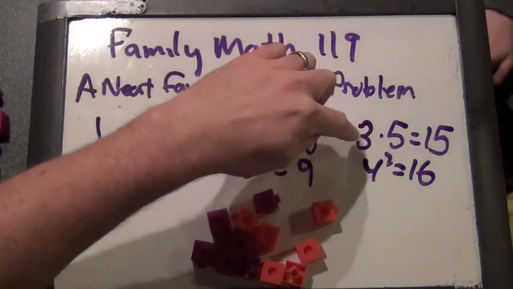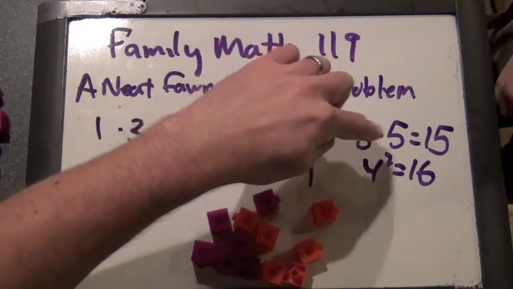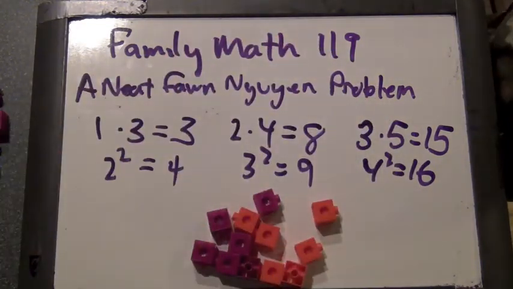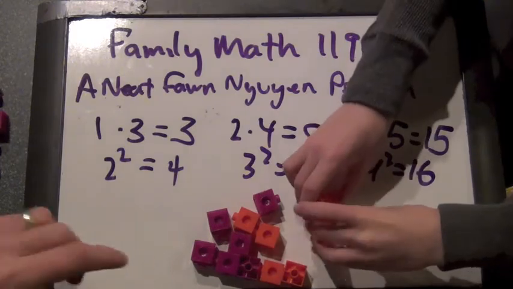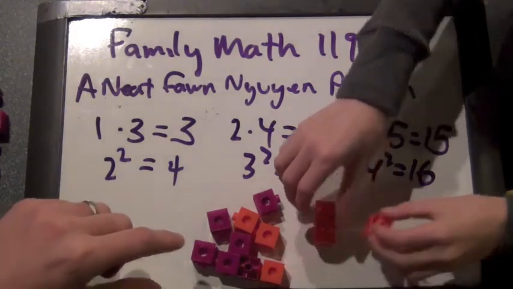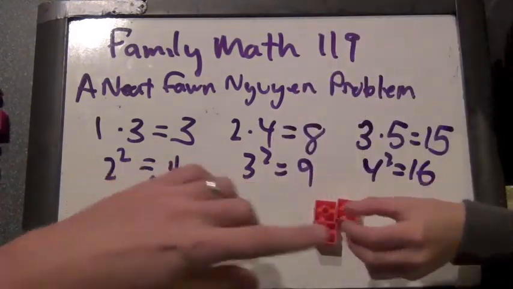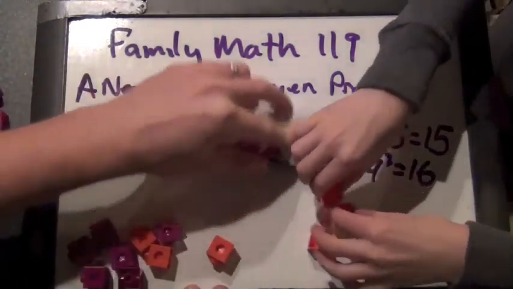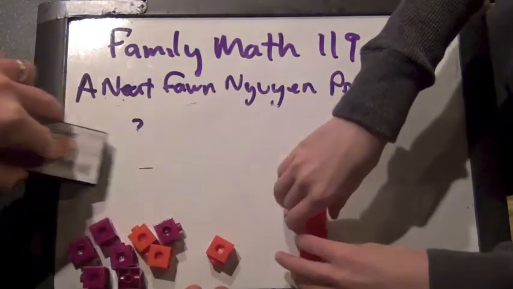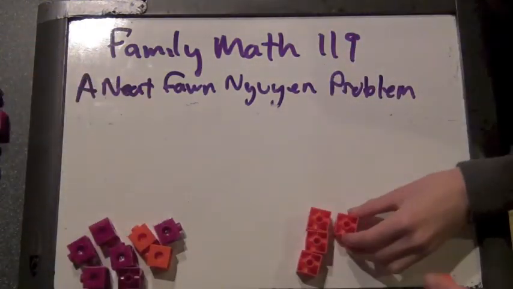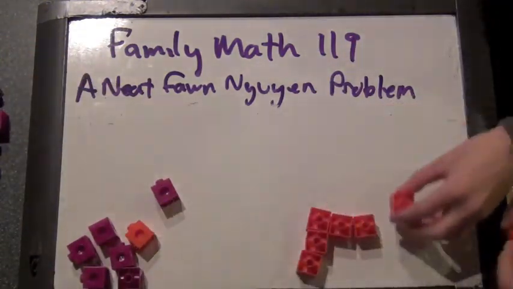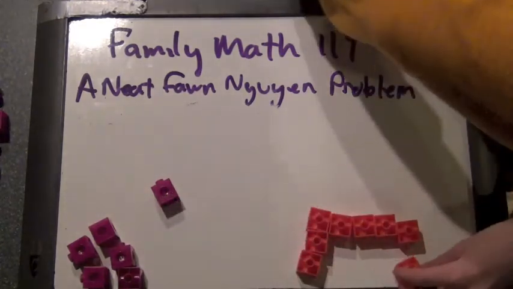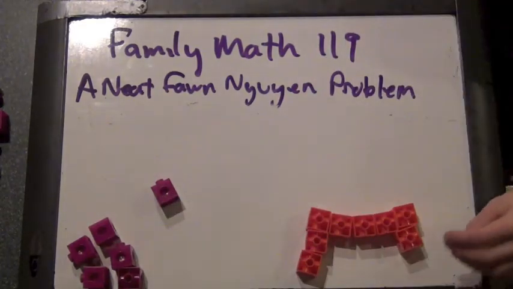Can you show me? Can you build something with the snap cubes that represents 3 times 5? I think that'd be a good thing to do. Which color do you want to use? Let's use orange. Why don't you and your brother work together to build something that represents 3 times 5? Well, you could do a 3 by 5 rectangle.